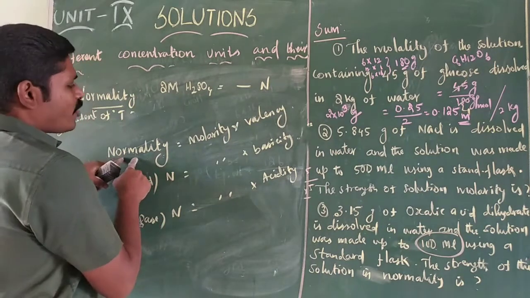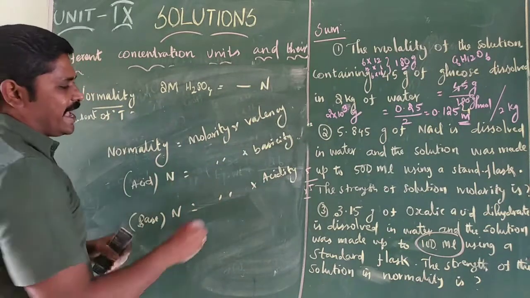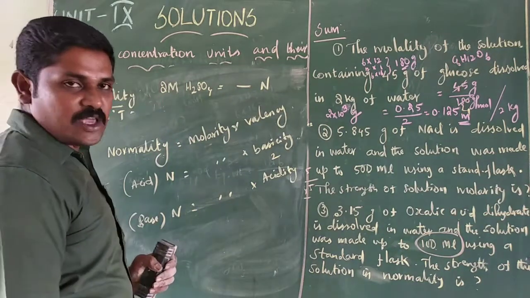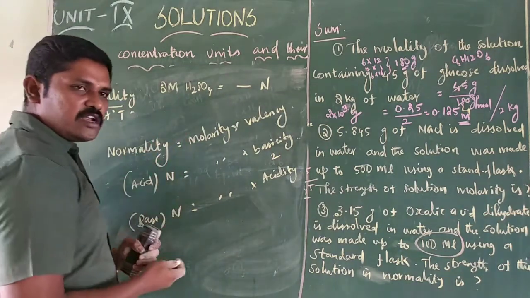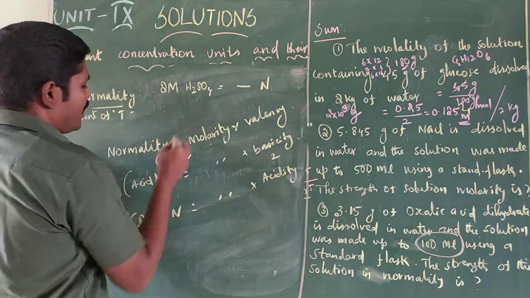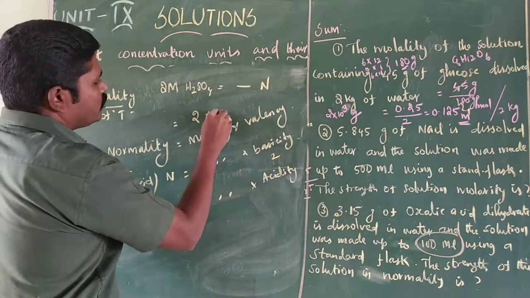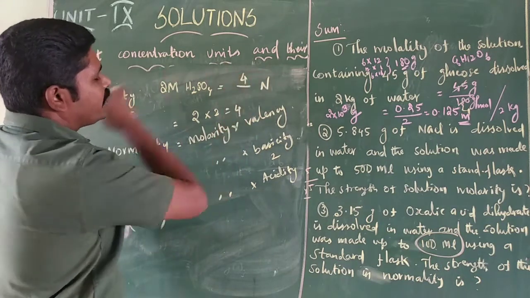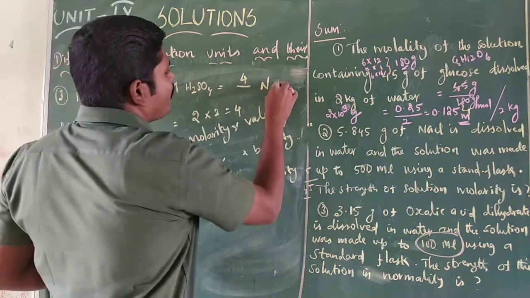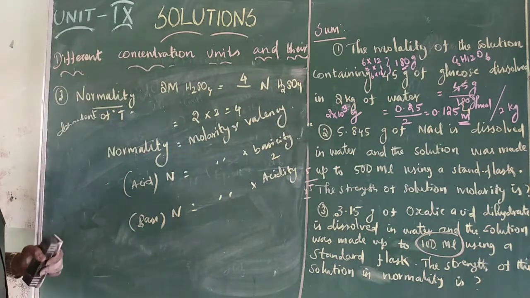Okay, the normality is equal to molarity into basicity. In an acidic solution, the basicity of sulfuric acid is 2. Sulfuric acid is a dibasic acid. The sulfuric acid dissolved in water gives 2 moles of H plus ions. Are you right? So the normality is equal to molarity 2 into basicity 2, so 4N. 2 molarity of sulfuric acid is equal to 4 normality of sulfuric acid.